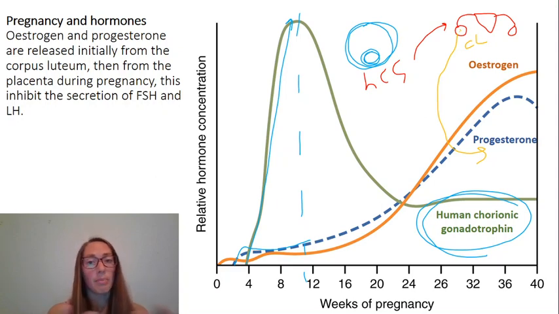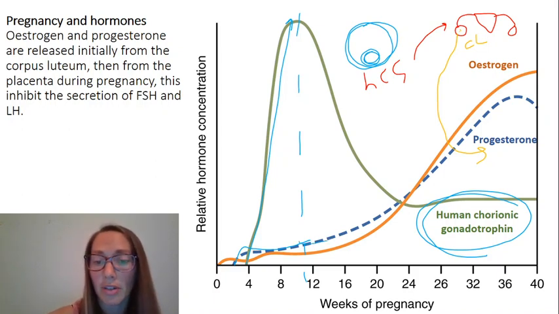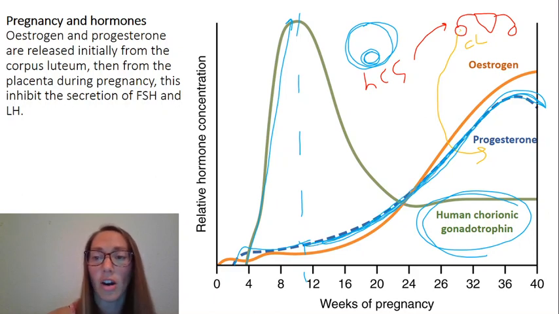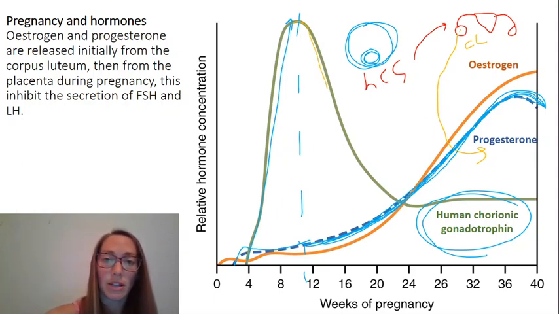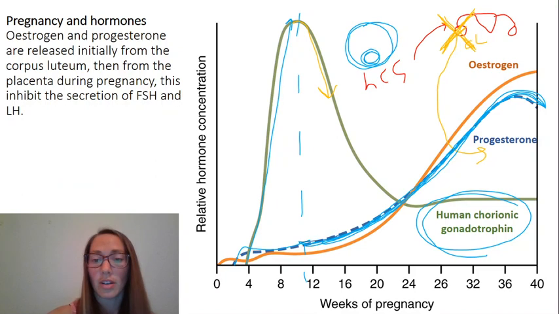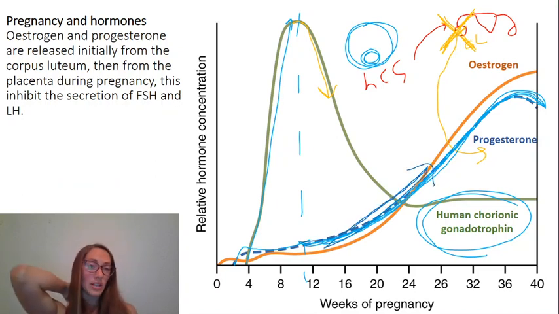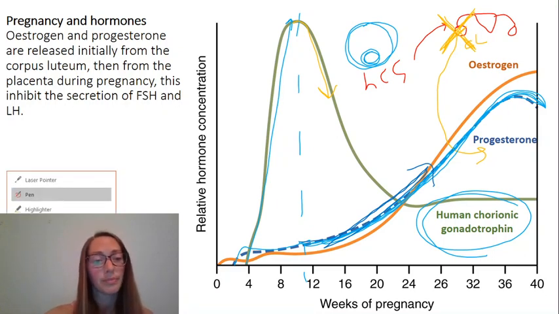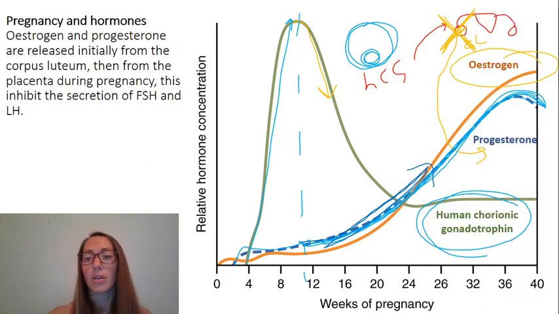Now, once the embryo has developed enough, and once the placenta has developed, then the placenta can take over the role of releasing progesterone. So what you can see here is the progesterone continues to increase, and that's because the placenta is releasing progesterone after the corpus luteum has broken down. When the human chorionic gonadotropin starts to decrease, the corpus luteum is going to degenerate. But that's okay because the placenta is going to take over and continue to produce this progesterone. You can see the placenta is also going to be releasing estrogen. And again, these are two really important hormones because they help maintain that pregnancy.